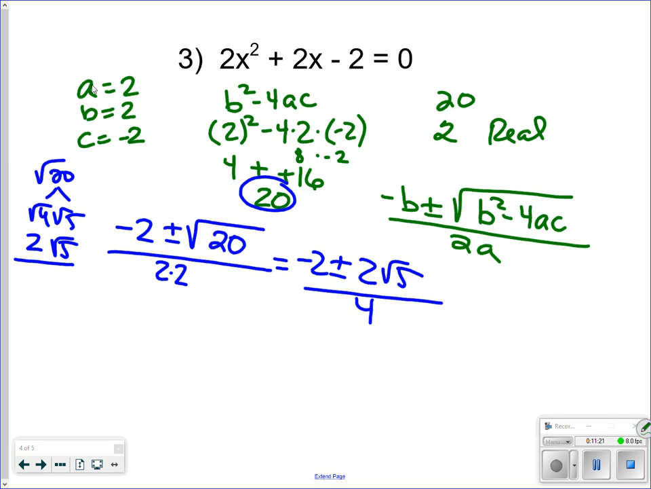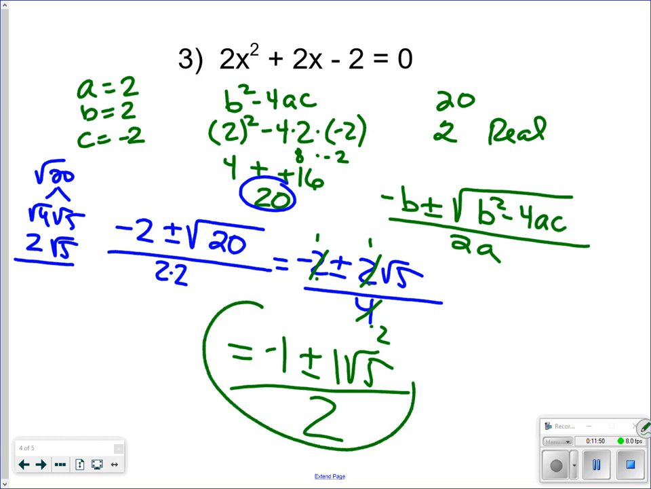All right, last step. Look at those three pieces again. Does anything go into both 2, 2, and 4? Yeah, 2. Let's divide everything by 2. 2 goes into 2 once, 2 goes into 2 once, 2 goes into 4 twice. Final answer, negative 1 plus minus 1 square root of 5 over 2. There you go. Quadratic formula. We just solved x equals those two answers right there.